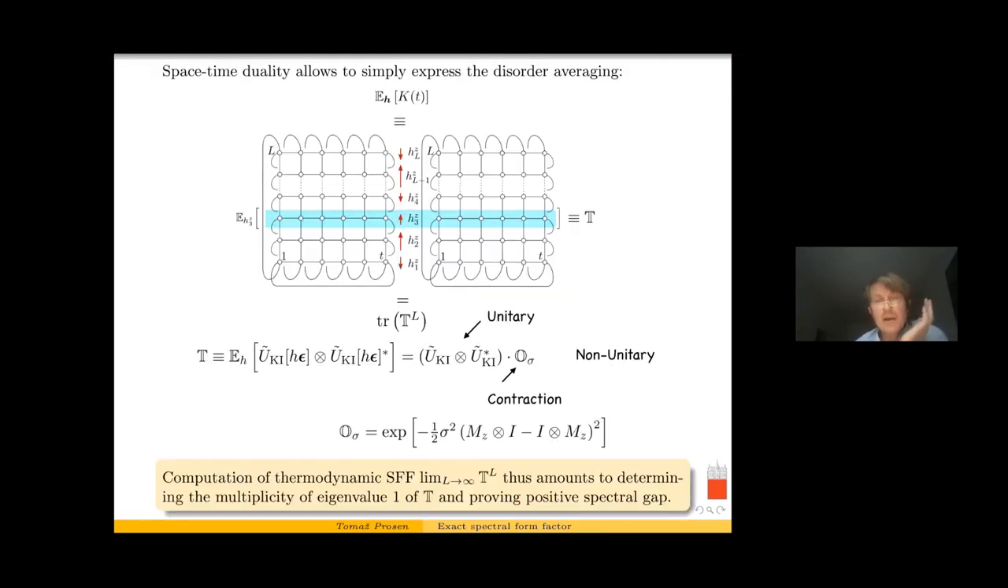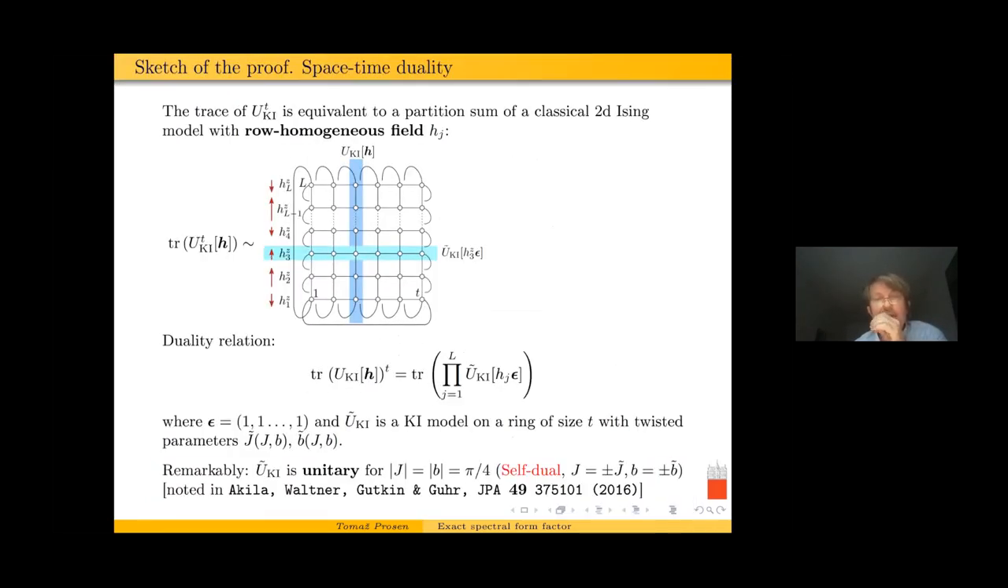I already mentioned that the key here is to take this Ising model at this particular value of the fields, coupling parameters J equal to b equal to pi over 4. That particular value is crucial because it makes the problem self-dual, or dual unitary, which is a more general property that I will explain in the next slide. But I want to stress it here: this property was first discovered in this particular model by the group of Tomaz Prosen, and has been used by us to compute explicitly the spectral form factor at that particular point.